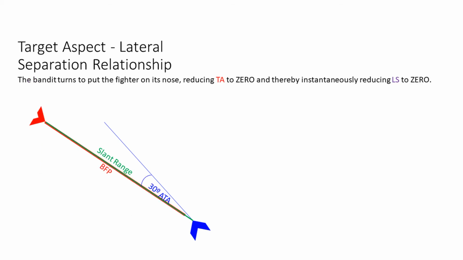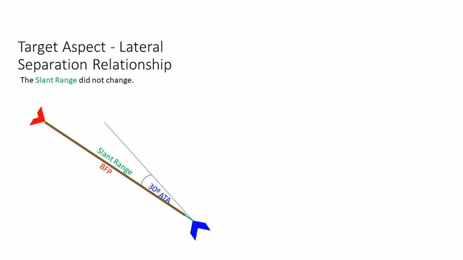If the Bandit turns to put our fighter on its nose, reducing the TA to 0, it instantaneously reduces the lateral separation to 0 as well. And the slant range did not change. That's what it said in the textbook anyways. It probably changed a little bit because the aircraft are still moving, but the amount of change is negligible.